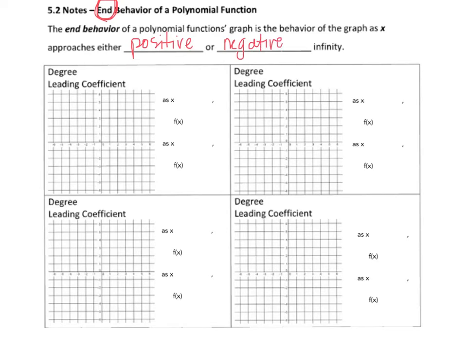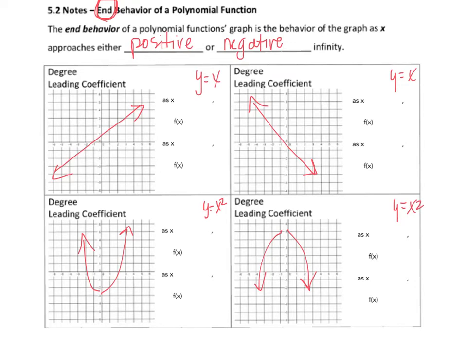Okay, and the two functions that I want to deal with are the line, and we know we have a positive line and a negative line, and the quadratic. We have a positive quadratic and a negative quadratic. And I want you to remember that this is y equals x squared, and this is y equals x. End behavior is determined by a leading coefficient and a degree.